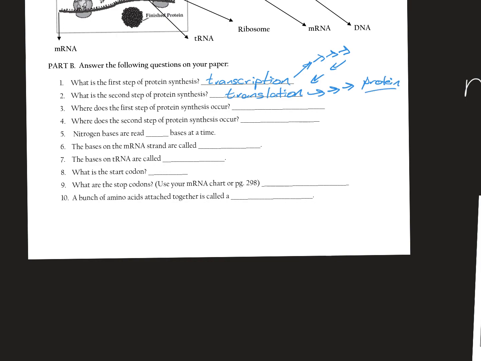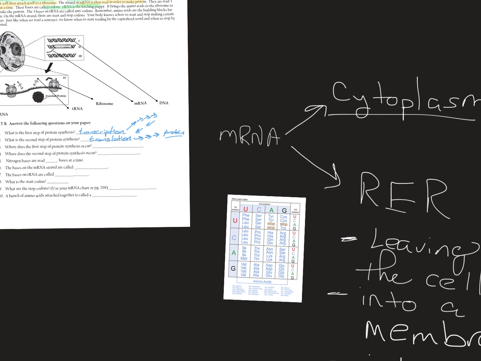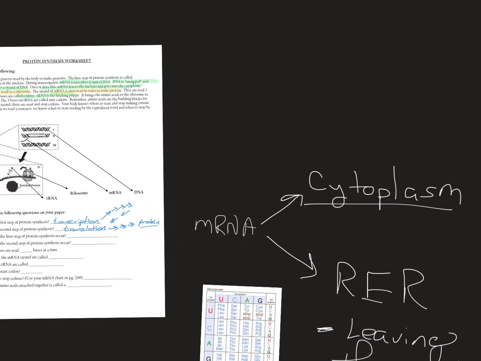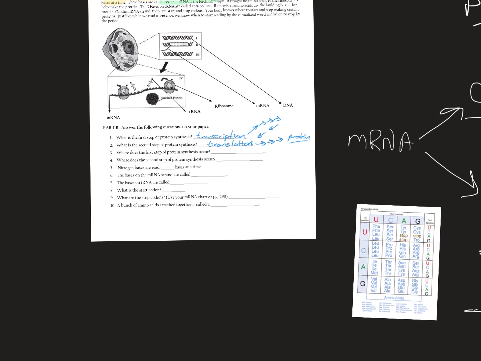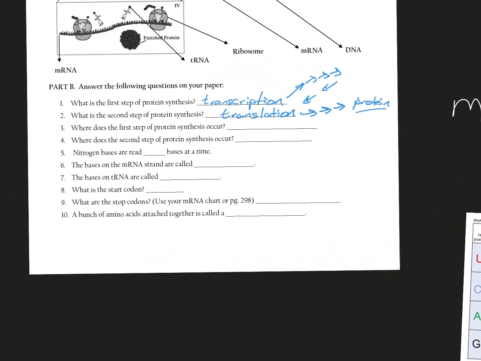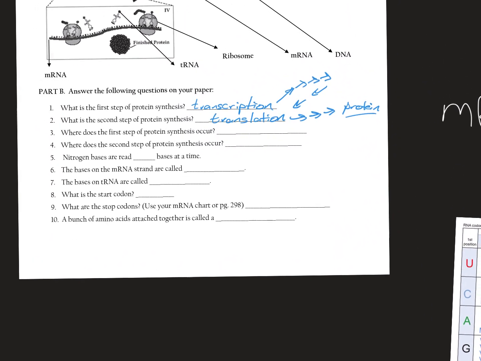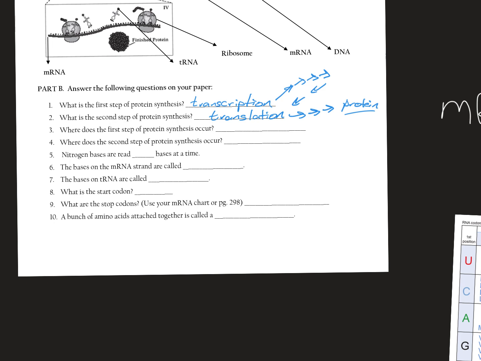Also, one other reminder, because I could see this coming up on the test as well: not all genes code for proteins. Not all genes code for proteins. Let's be clear on that. Some genes make ribosomal RNA, some genes make tRNA, some genes make other forms of RNA that do other things. But all genes make RNA.